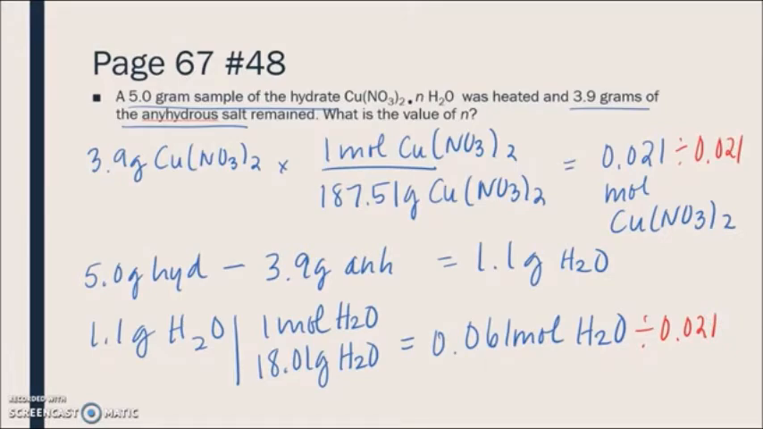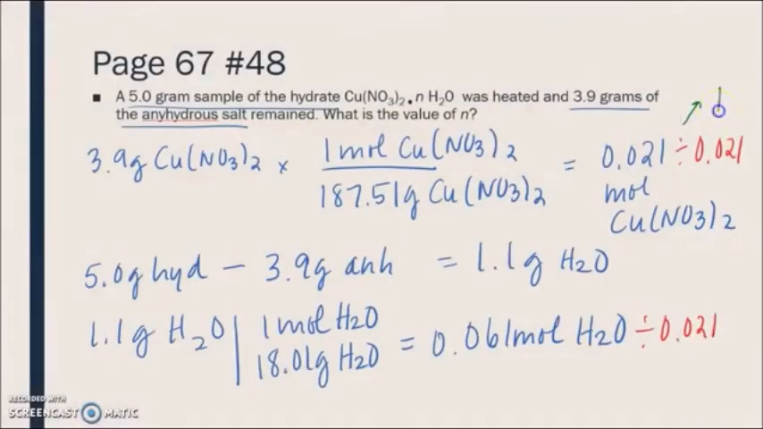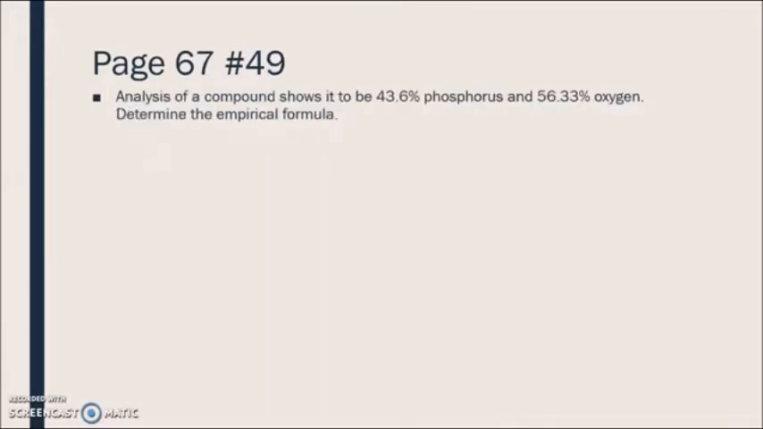And then you will get, this is going to be 1.0. This is going to be 2.9, which will round to 3, and this rounds to 1. So then your formula that you're going to write is this. Remember, these numbers that we just rounded to are our coefficients. And then the problem says, what is the value of N? That is your value of N.